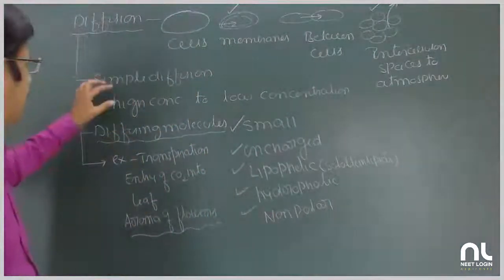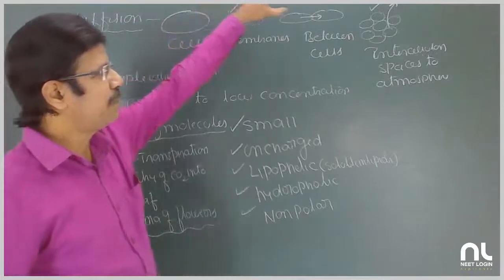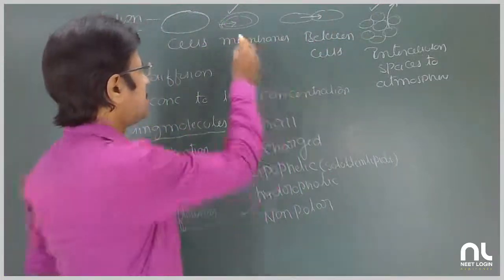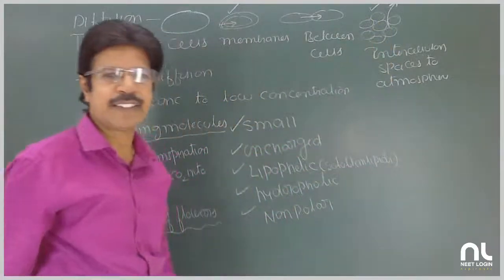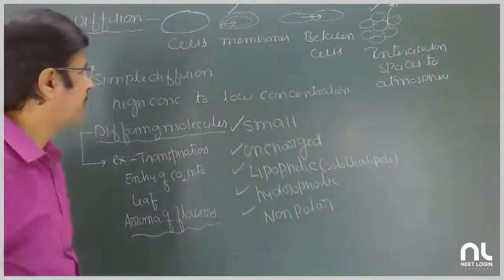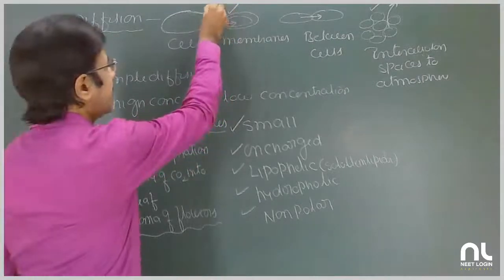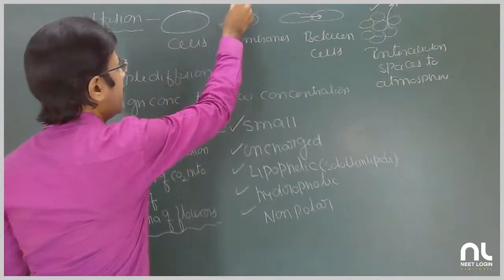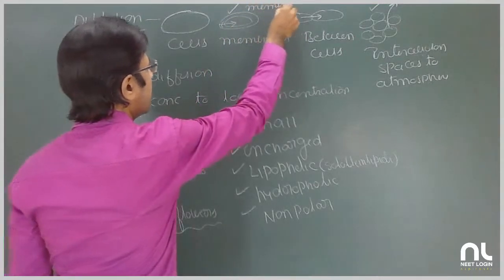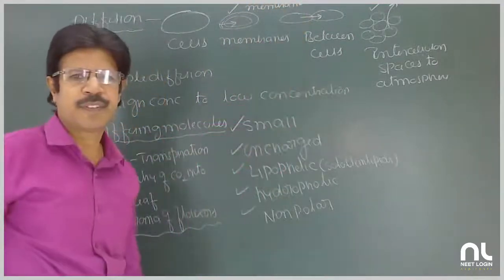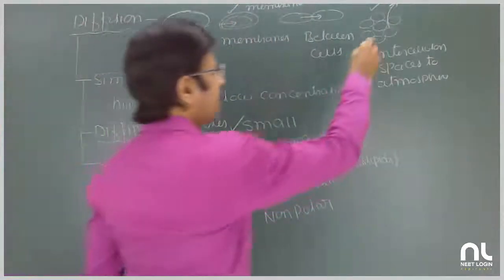So diffusion may cross the membrane, may not cross the membrane. If it crosses the membrane, it is osmosis. If it does not cross the membrane, it is gaseous exchange.